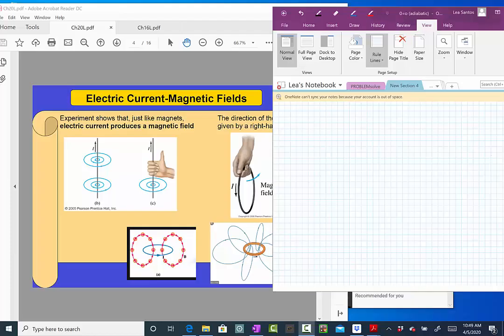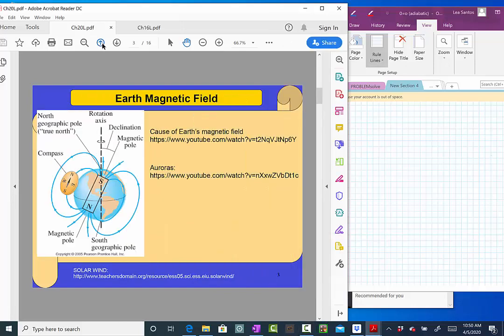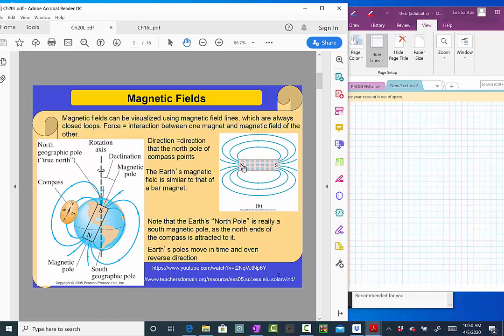Okay, so in the first lecture we said that a magnet creates around it a magnetic field, right? So we saw in this slide, for example, this is a magnet, this is the North Pole, South Pole. So the direction of the magnetic field, by convention, goes from north to south. Okay, this in a magnet.